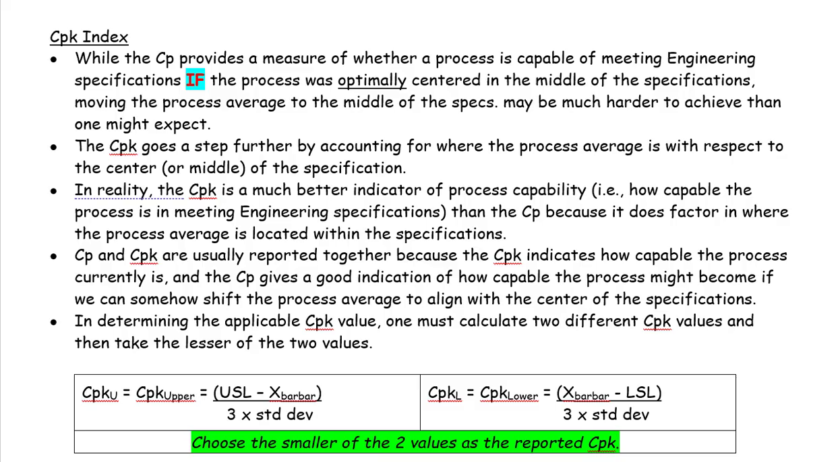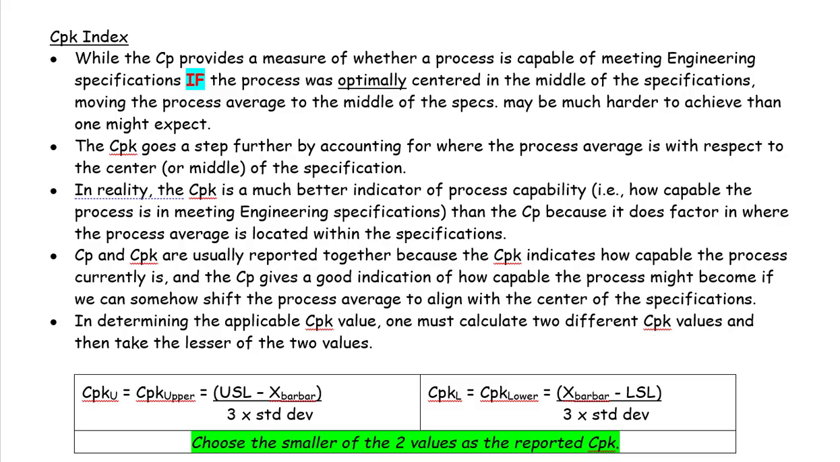While the CP provides a measure of whether a process is capable of meeting engineering specifications if, capital If, the process was optimally centered in the middle of the specifications, moving the process average to the middle of the specs may be harder to achieve than one might expect. So you can't just say, well, let's just twist this knob and all of a sudden we're in the middle of the specification. It may be very difficult for a variety of reasons.